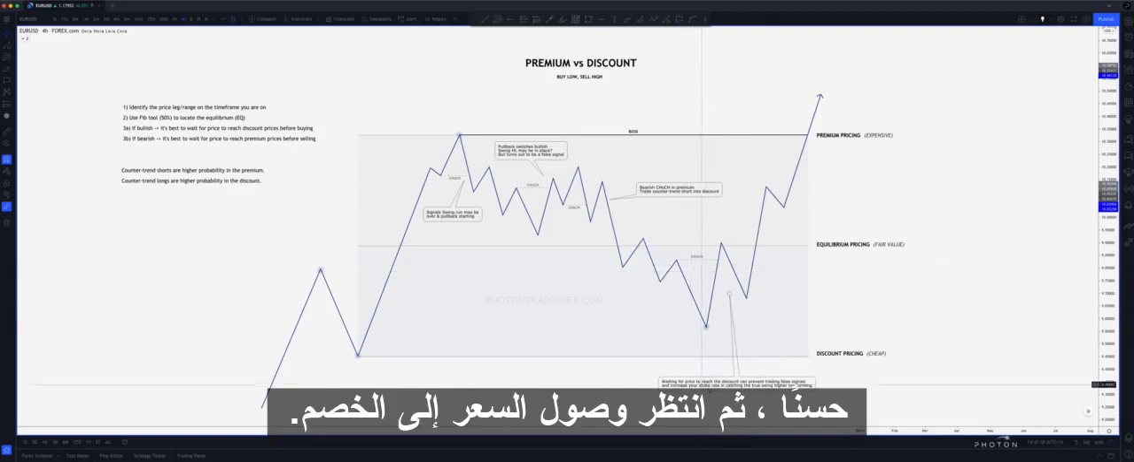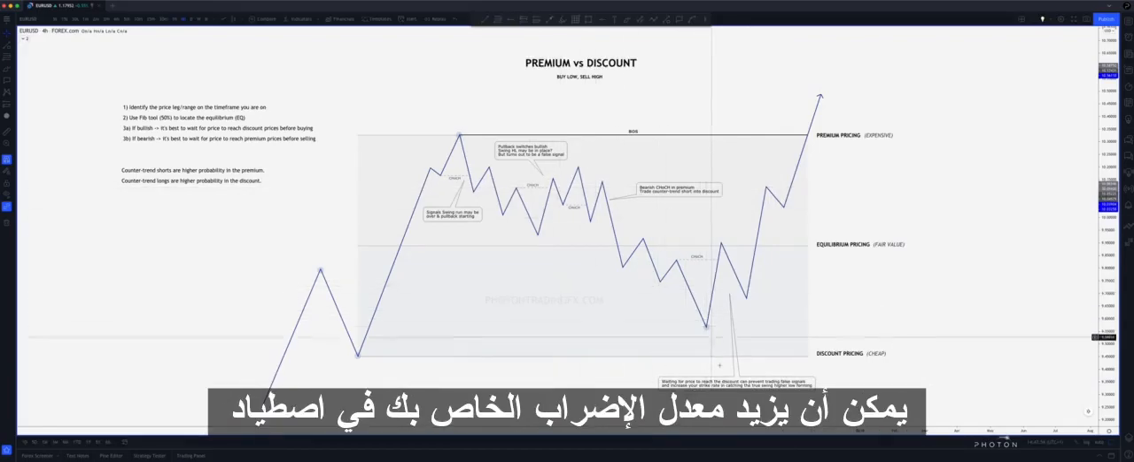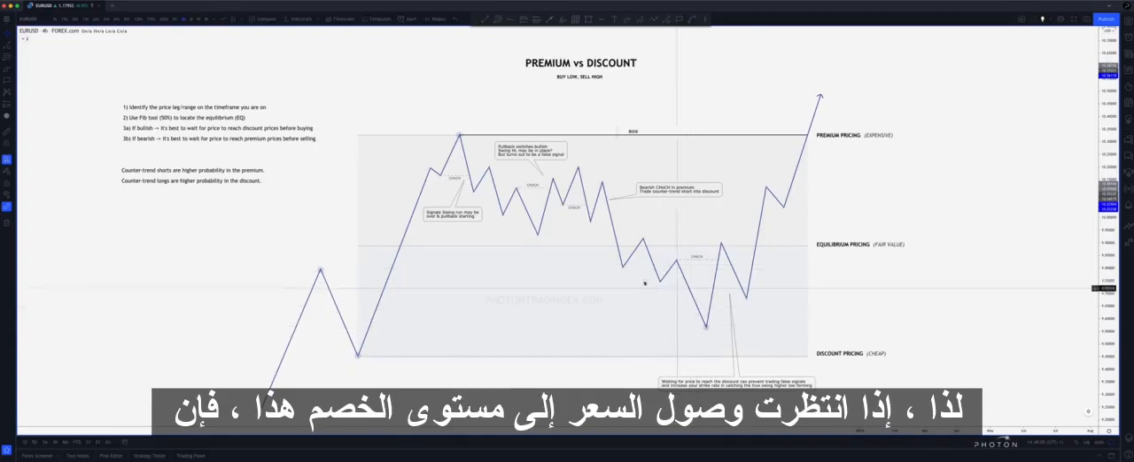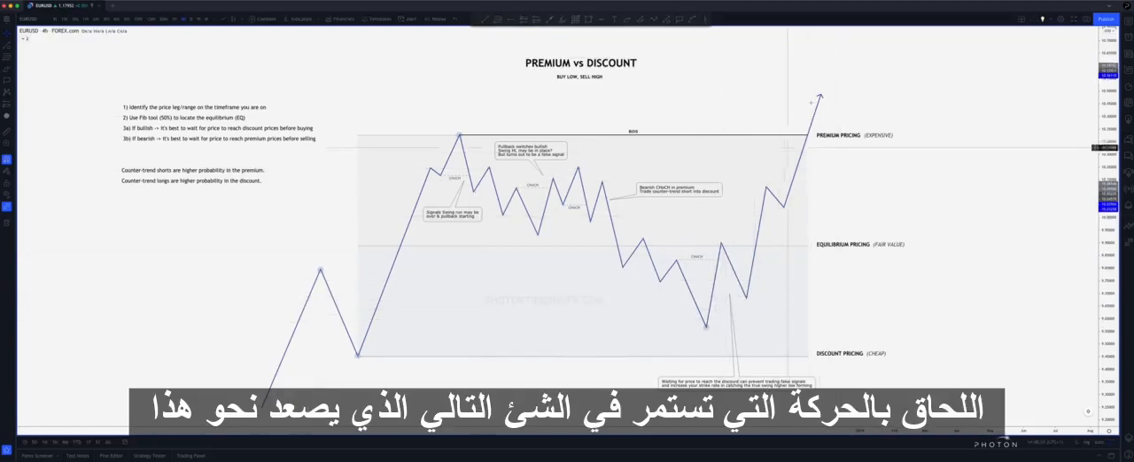And then waiting for price to reach discount can prevent getting involved in those false signals prematurely, so it can increase your strike rate in catching the true swing high low forming. So if you wait for price to come down to this discount level, the theory is you're going to improve your probability of actually catching the move that continues the next swing run up towards this high.